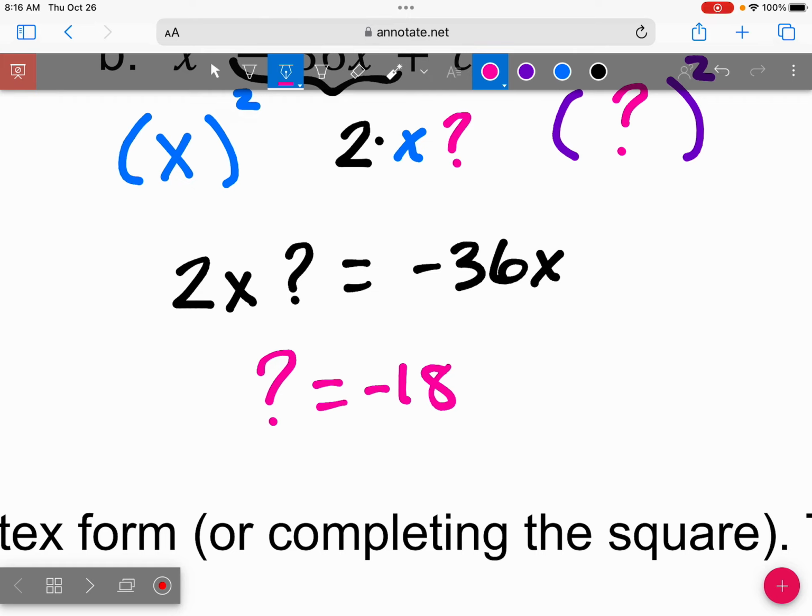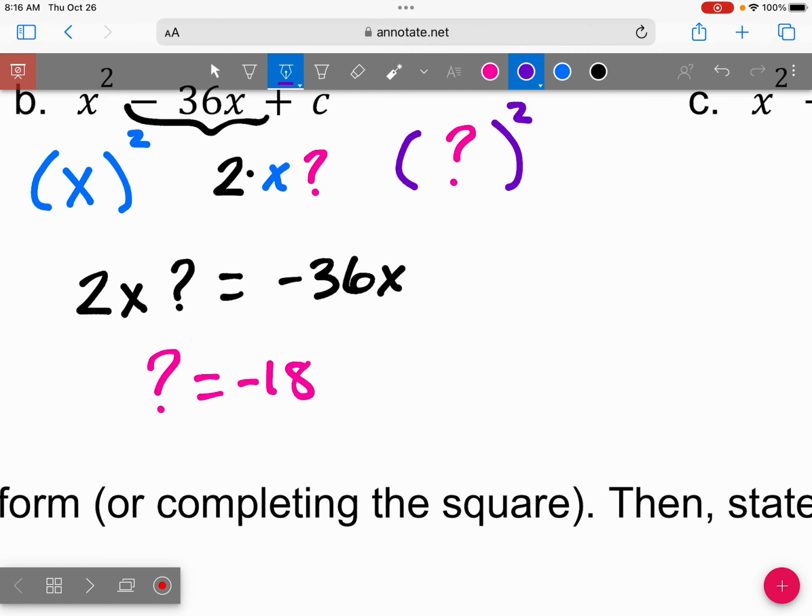Yes, sir? There are a lot of other factors of 36, but only 18 would multiply by 2 to make 36. So you're right. 36 has a bunch of factors. But the only one that when multiplied by 2 gives us 36 is 18. So really we're taking 36 and dividing by 2.